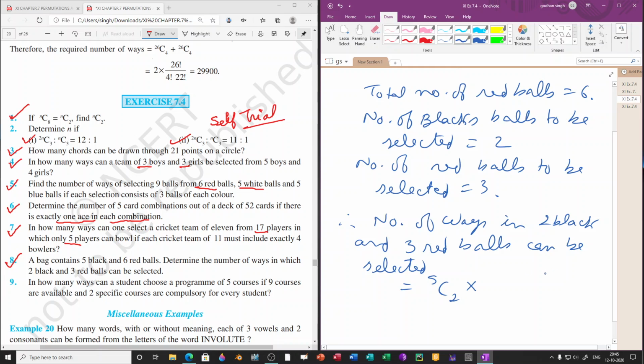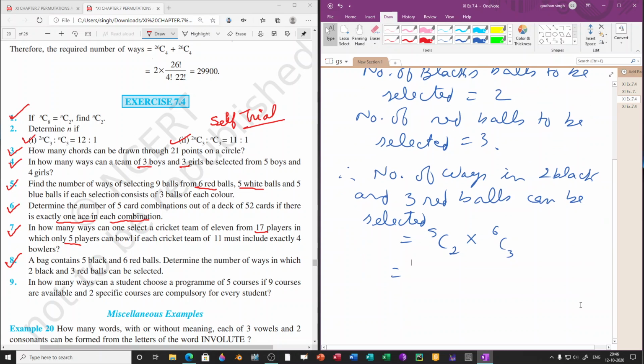So we know that when two events are occurring simultaneously, we have to multiply them by the fundamental principle of counting. So this is 5C2 into, now number of red balls are 6, so 6C3. Simplifying this, we just apply the formula of NCR. So that is equal to 5 factorial over 5 minus 2, that is 3 factorial into 2 factorial, into, same way here applying the formula of NCR, 6 factorial over 6 minus 3, that is 3 factorial into 3 factorial.